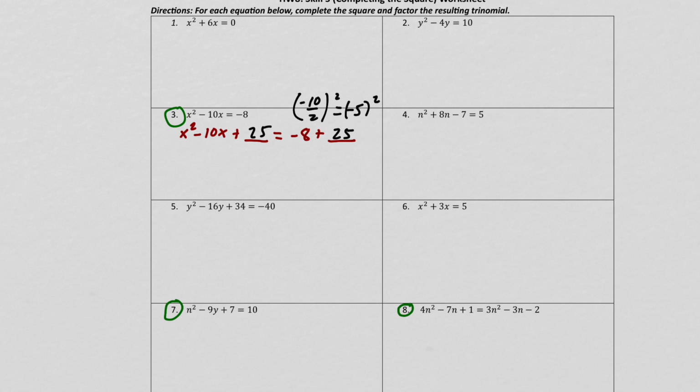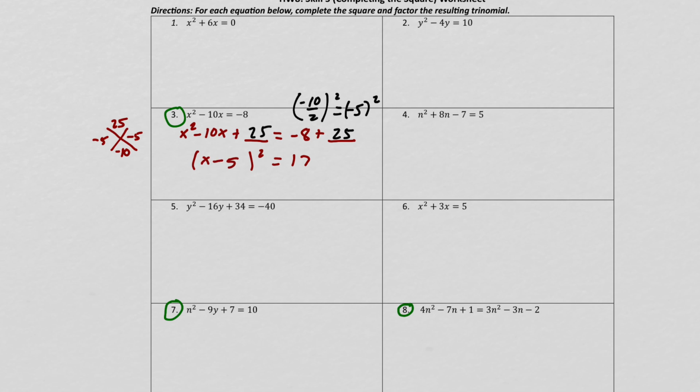The right-hand side is easy because -8 plus 25 is 17. The left-hand side is factorable. It's actually a perfect square trinomial. And if I were to list it like this, the two numbers are going to be -5 and -5. So we're going to write x subtract 5 quantity squared.